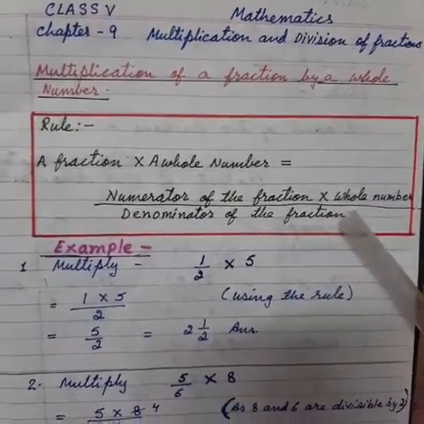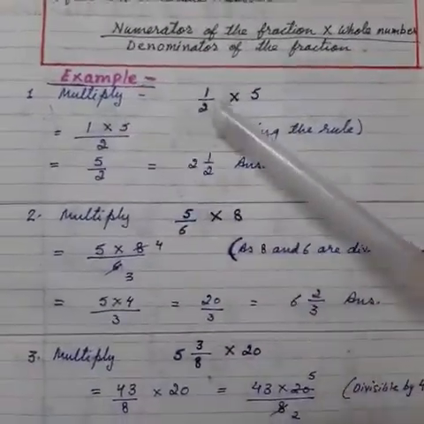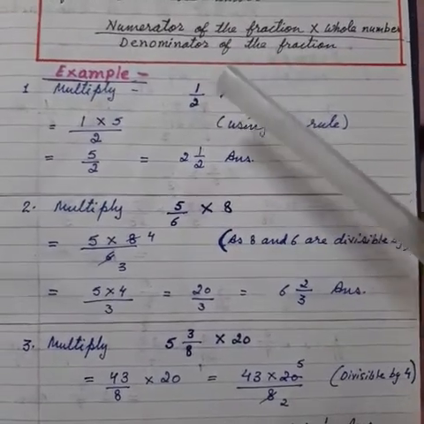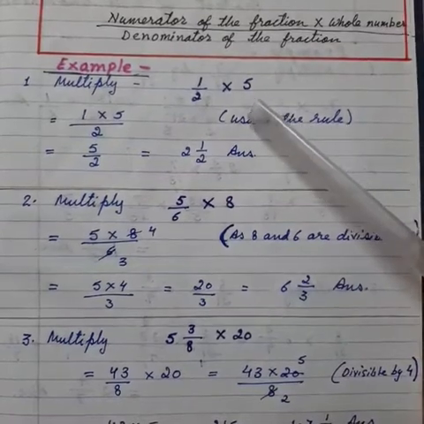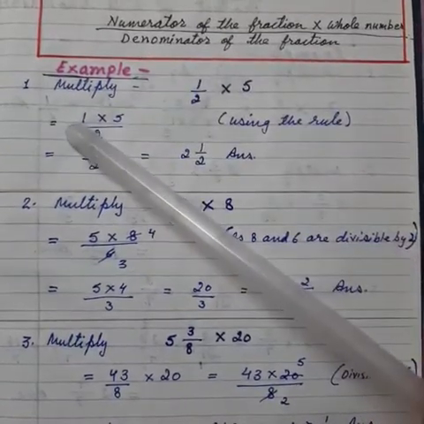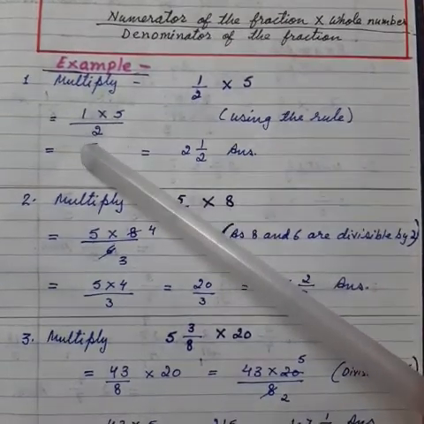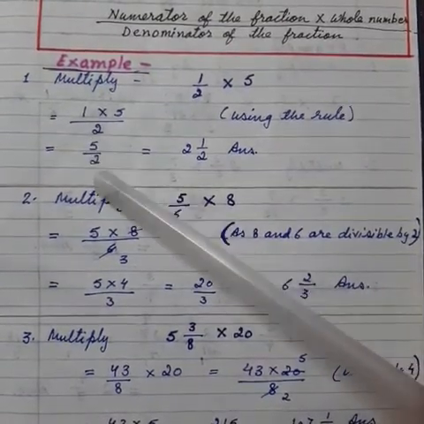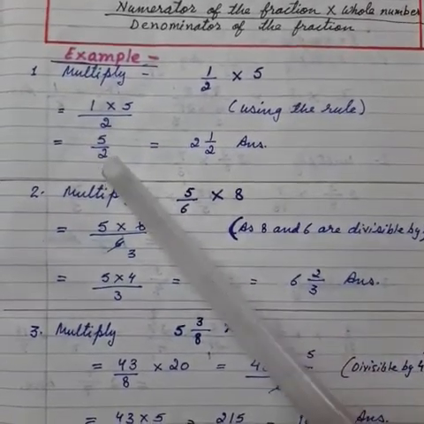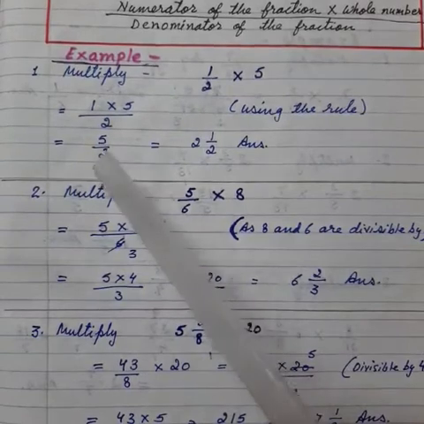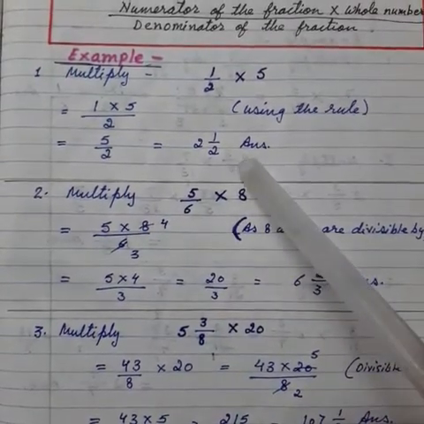To understand this rule better, let us see some short examples. First one, multiply 1 upon 2 by 5. Here 1 upon 2 is the fraction and it is multiplied by a whole number. So the numerator of the fraction, 1, is multiplied by 5, which is a whole number, upon denominator 2. After multiplication we get 5 upon 2, which is an improper fraction, so we have to convert it into a mixed fraction and this will be our answer.